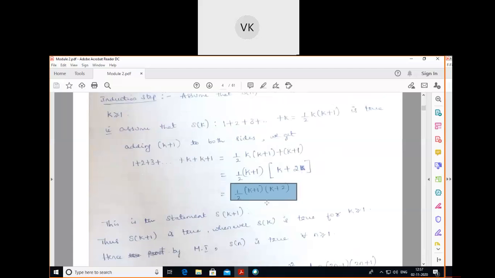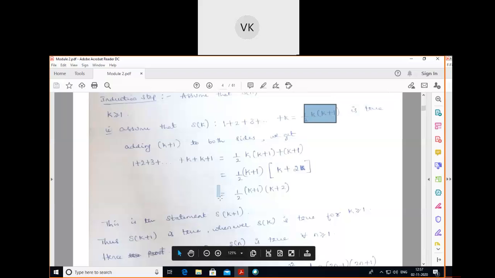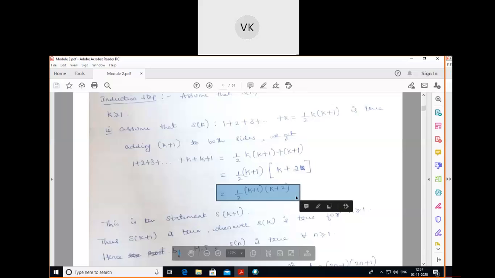How do we come to know that this will be the result? Just see the given thing, 1 by 2 k into k plus 1. In place of k you put k plus 1, so 1 by 2 into k plus 1. Here k plus 1 is k plus 2, so the whole will be 1 by 2 into k plus 1 into k plus 2. In this way we are going to get the result.